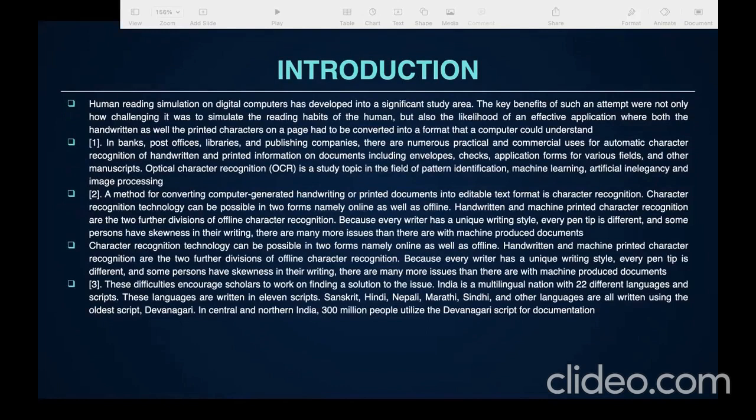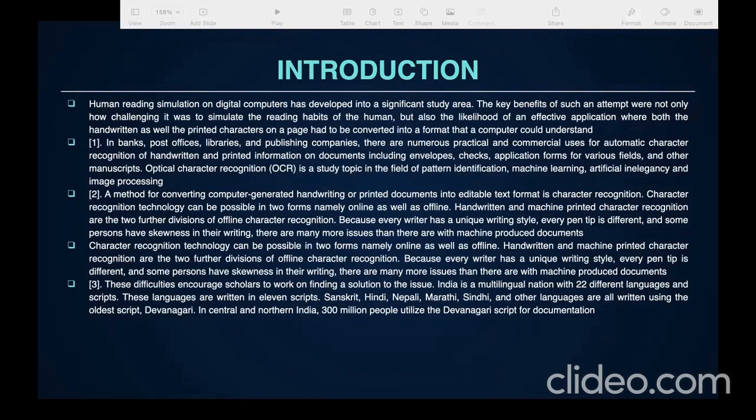Introduction. Human reading simulation on digital computers has become an important research area. The main advantages of such attempts are not only the challenges of simulating human reading habits, but also their effective application, which requires converting both handwritten and printed characters on the page into a form understandable by computers. Banks, post offices, libraries, and publishers have many practical and commercial applications for automatic character recognition of handwritten and printed information or documents such as envelopes, checks, applications in various fields and other manuscripts.